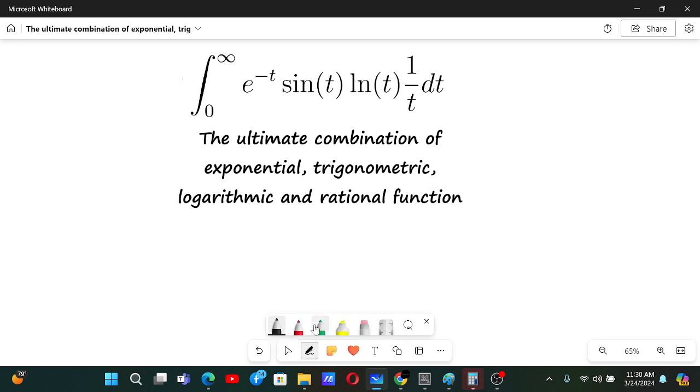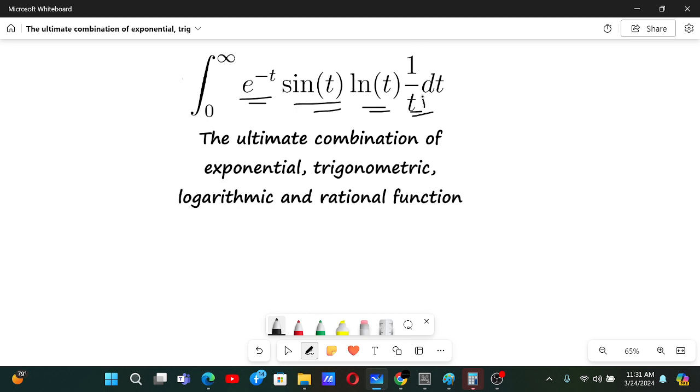The ultimate combination of exponential, trigonometric, logarithmic, and rational function. We have the exponential function e to the power minus t, trigonometric function sine of t, logarithmic function ln of t, and rational function 1 by t. And how do we integrate this one?